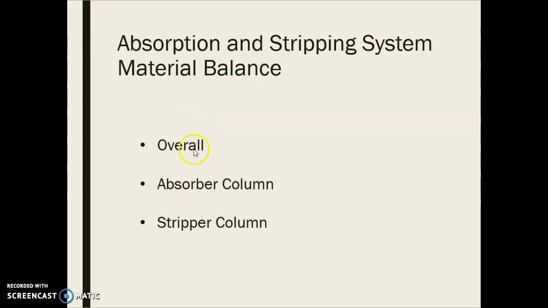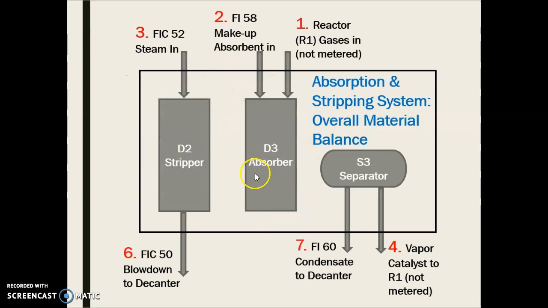Now I'm going to give you only block diagrams. I took the system and I don't have the arrows going back and forth because I just want to show you the inputs and the outputs. So in the whole system, the stripper, absorber, and the separator, this is the overall material balance. Number one, the reactor gases come into D3, the absorber. They are not metered, so you're not measuring them.